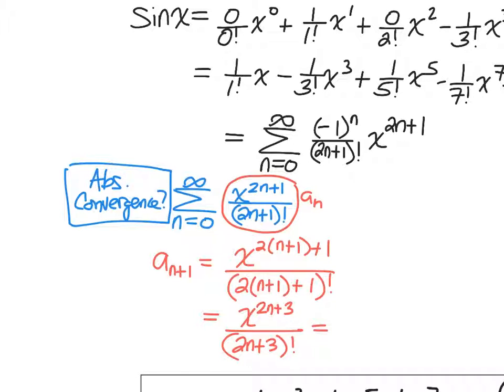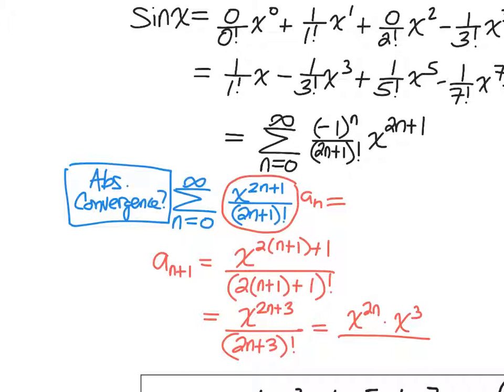All right, so I'm going to clean it up. I'm going to make it x to the 2n times x cubed over. Now this is definitely the weirdest part. This might even be the weirdest question.